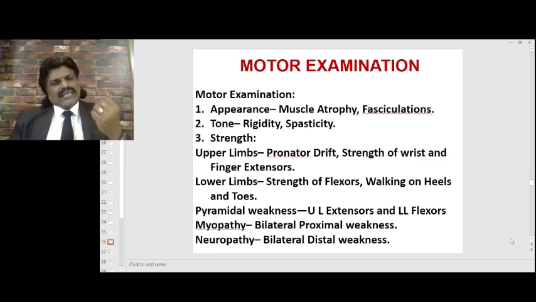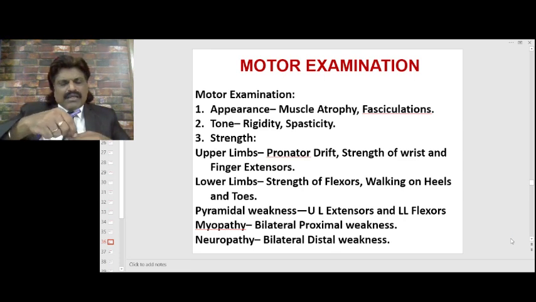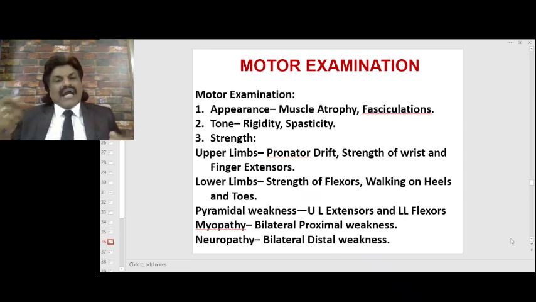The tone is the resistance offered by muscles to passive movements. It could be rigidity wherein the tone is equal throughout, the resistance is equal throughout, and it affects all groups of muscles equally. Spasticity, the tone is increased, hypertonia, but it is clasp knife. Initially it is difficult to overcome, then it becomes easy to overcome, and it has a predilection for anti-gravity muscles, that is flexors of the upper limbs and the extensors of the lower limb.